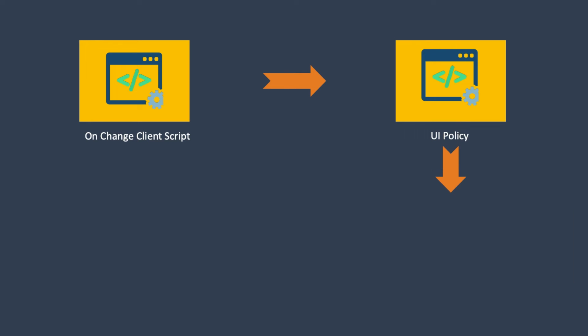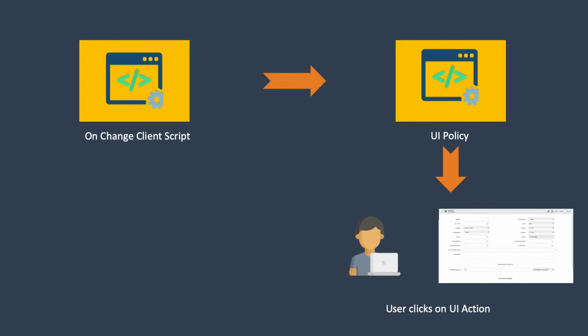Now after running UI policy, let's say you have a button. That means you have a UI action. So I have opened up the form. I have changed some fields. It has also changed some other fields as well, let's say because of some client script and UI policies I have written. And then I have a UI action.